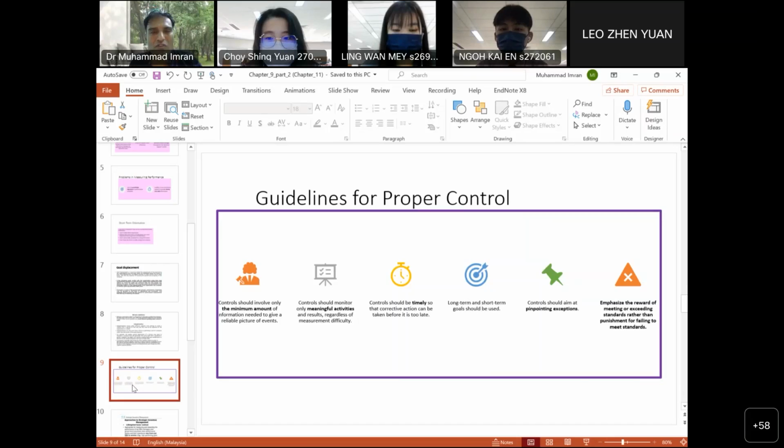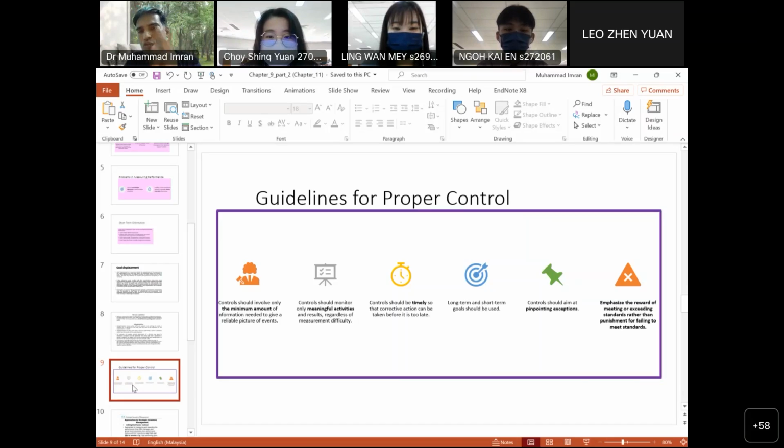Number two, control should monitor only meaningful activities, the concern and relevant activity, rather than going for the whole activities. Number three, control should be timely. If your evaluation is due in 3 months, you must go for it within the 3 months, rather than delay for 6 months. Understand?